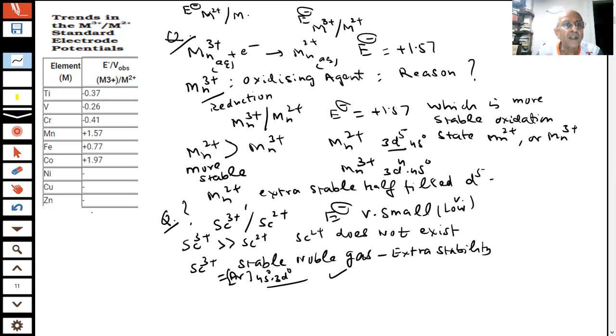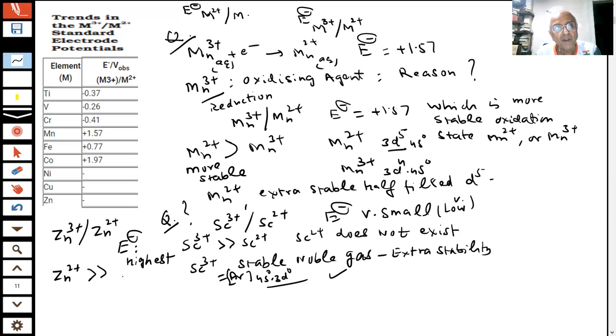Now here, if I consider Zn 3+ to Zn 2+ value, students, which is the more stable state for Zn? The E naught value here is highest. Zn 2+ will be more stable. This value is highest, positive. This value is not given. So Zn 2+ is more stable, and Zn 3+ doesn't exist. In fact, we have not seen any compound of zinc in Zn 3+.